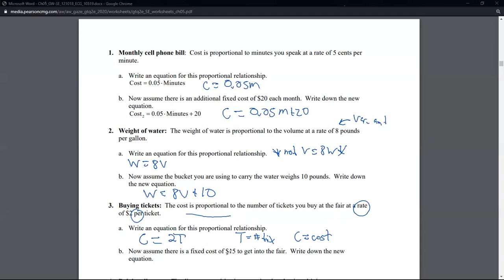Now let's throw in our flat fee of $15 to get into the fair on top of our per ticket fee. So we're not going to multiply the 15 by anything, we just add it. So we get C equals 2T plus 15. That's it. Give you a minute to soak that in because I'm going to have to clear the screen.